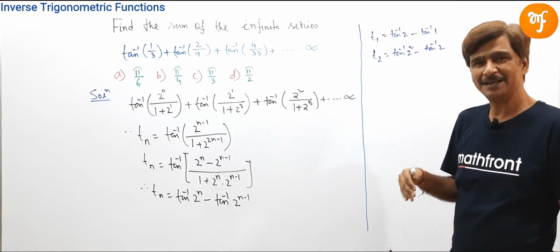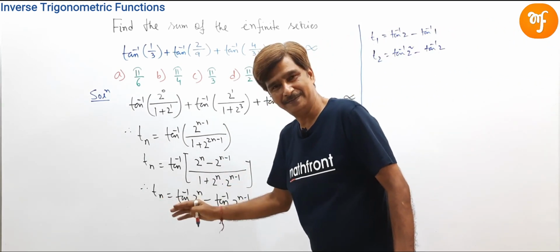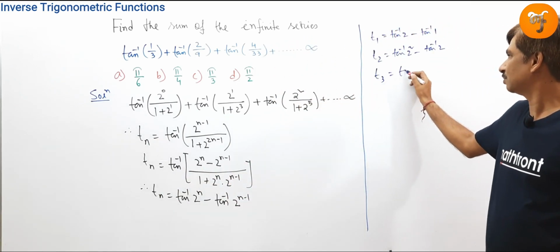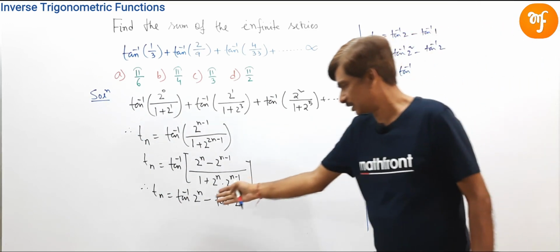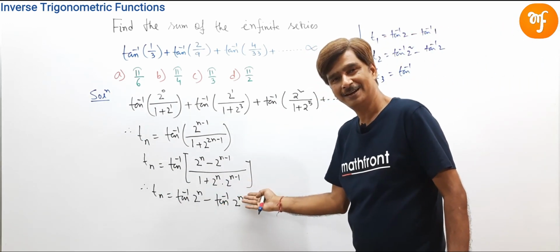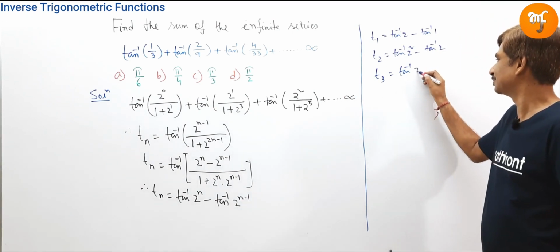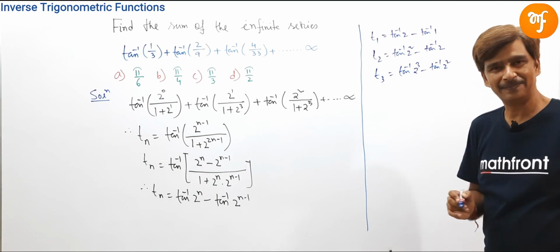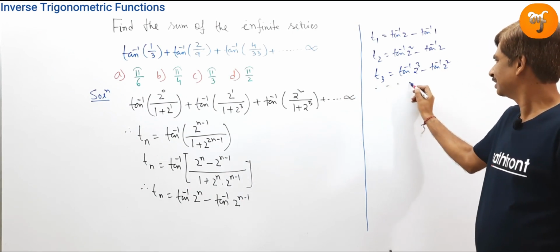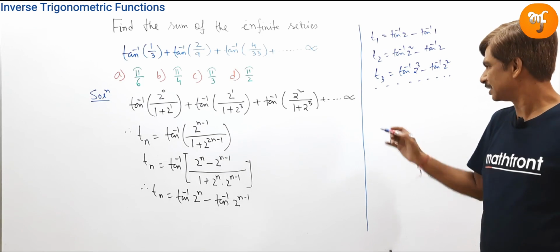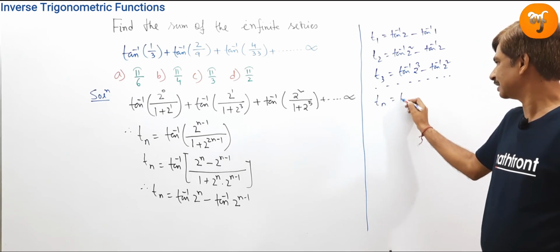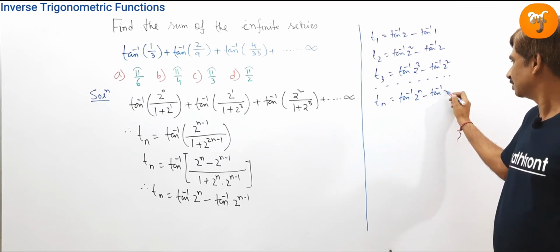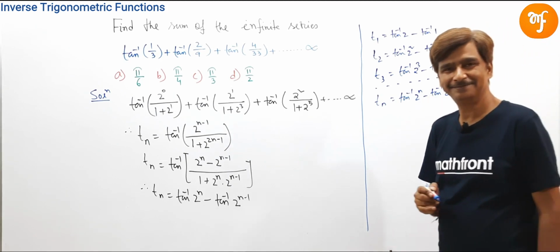Okay. Similarly, just substitute n by 3. Then we will get T3. So T3 is equal to tan inverse of 2 to the power 3 minus tan inverse of 2 to the power 2. Okay. And so on. Finally, we can write Tn as tan inverse of 2 to the power n minus tan inverse of 2 to the power n minus 1.